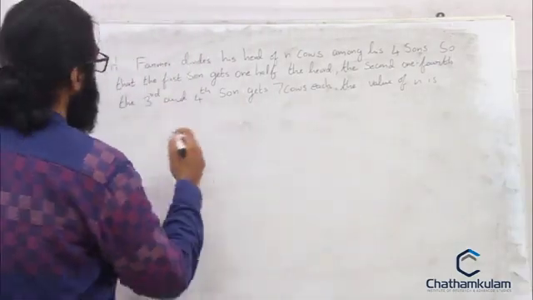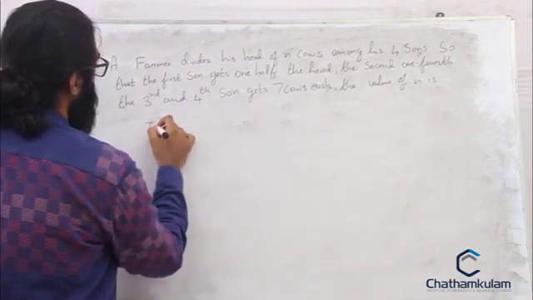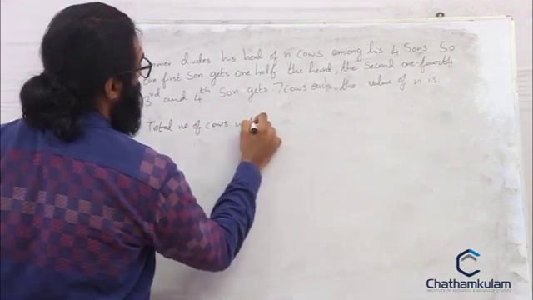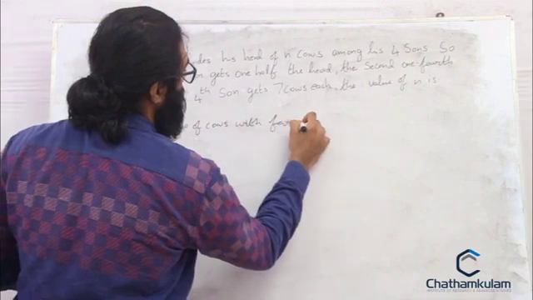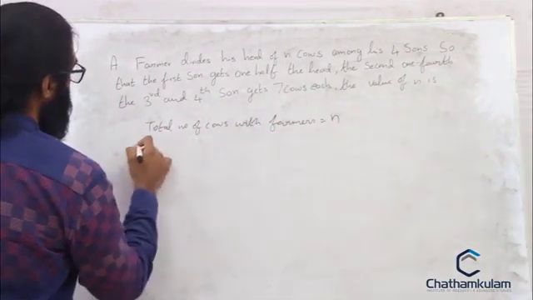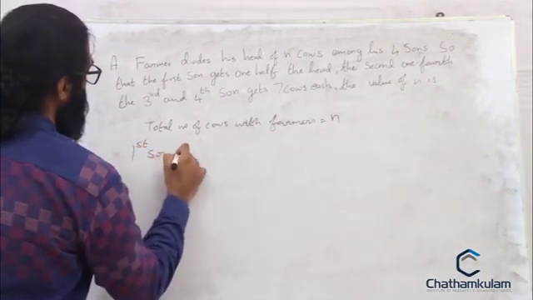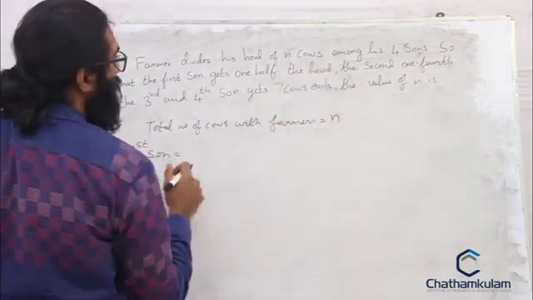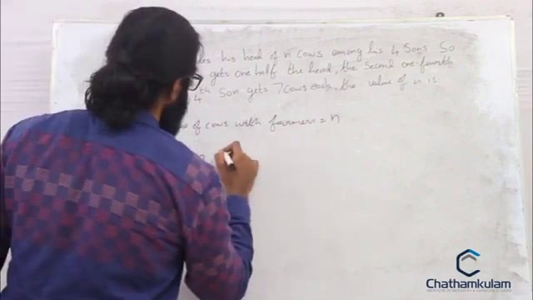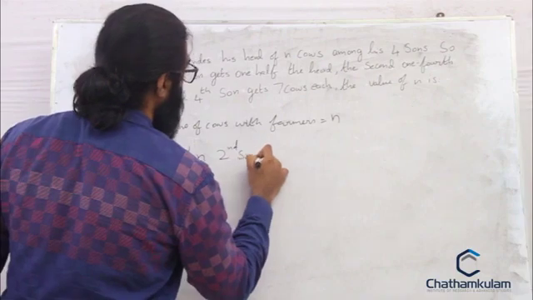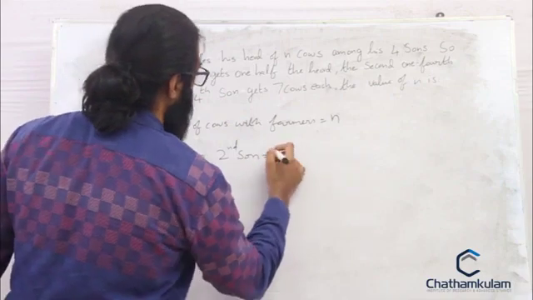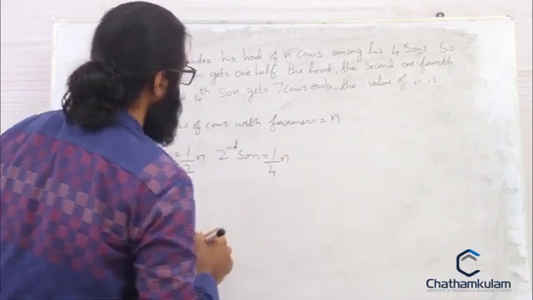So first write the total number of cows with the farmer is given as n. To the first son he gives half of the total number, that is 1/2 n. To the second son he gives 1/4 of the total number, that is 1/4 n cows.